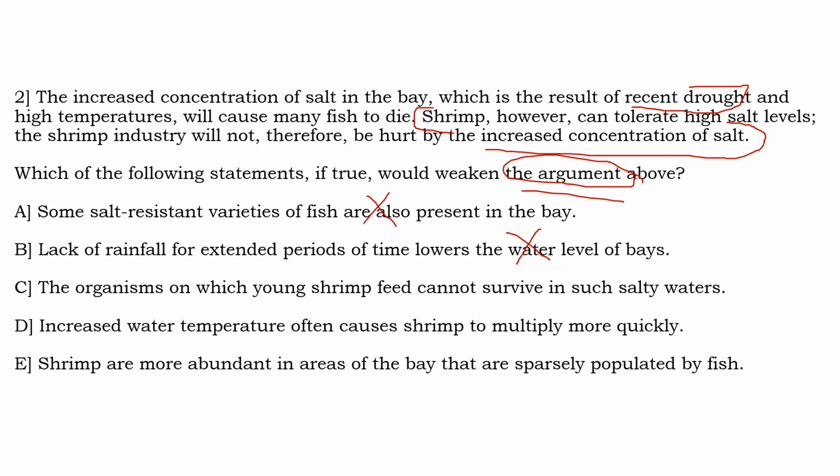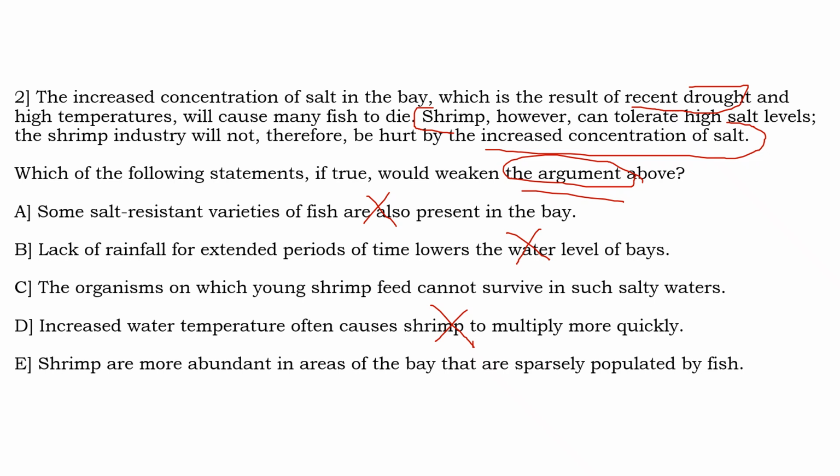Option D, increased water temperature often causes shrimp to multiply more quickly. So what happens here? When the shrimp is multiplying more quickly, what will happen? More shrimp will be produced. More shrimp will be produced means the industry is not at all affected. So this is actually supporting the argument, not weakening it. So since we are not looking for a statement to support our argument, this is not our answer.